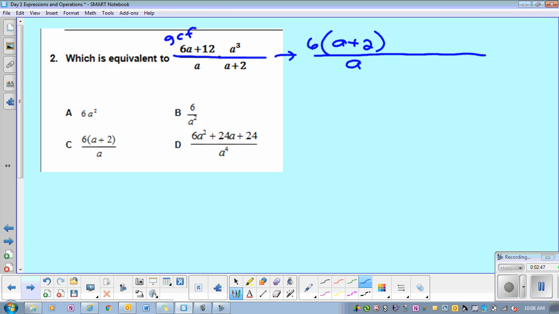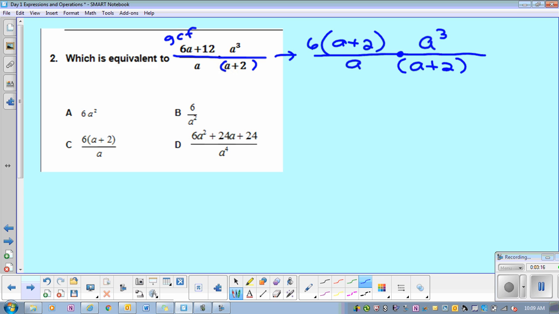Over A. Wait, you got the A cubed. Times A cubed. You don't have to flip it though, right? No. Over A plus 2. Right? When do you flip it, Timon? When it's divided. Thank you, Sabrina. You know too. And Cindy, thank you. All right.